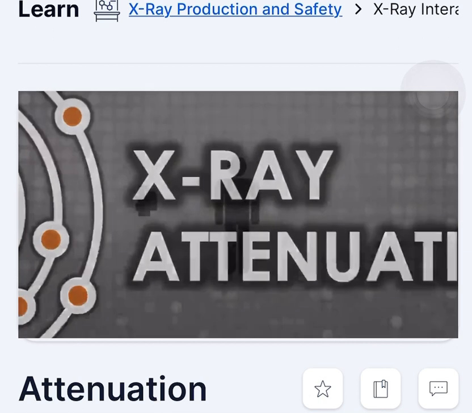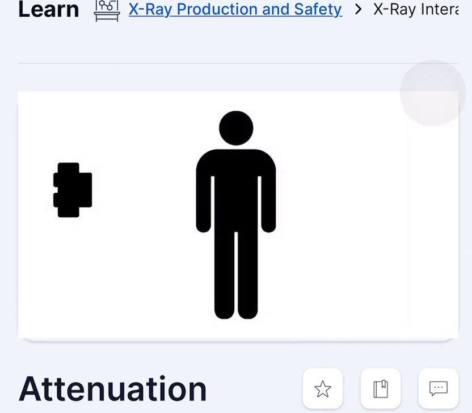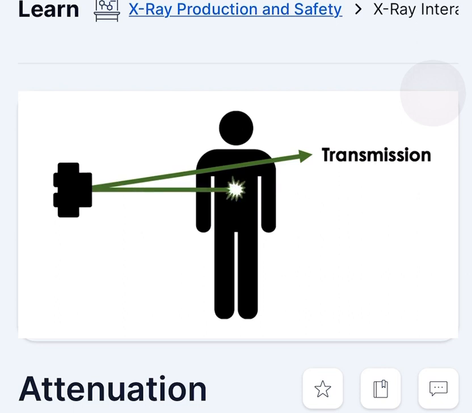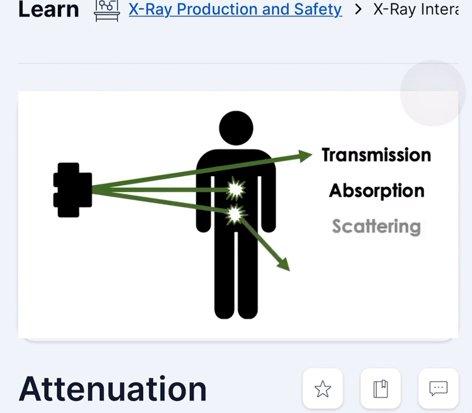When an X-ray beam passes through matter, like through a patient, there are three things that can happen. Some photons are transmitted all the way through the patient. We just call that transmission. Some photons are absorbed in the patient, so we call that absorption. And some photons interact with the body and are scattered out of the beam, and so we call that scattering. Absorption and scatter remove photons from the X-ray beam, and that's what we call attenuation.